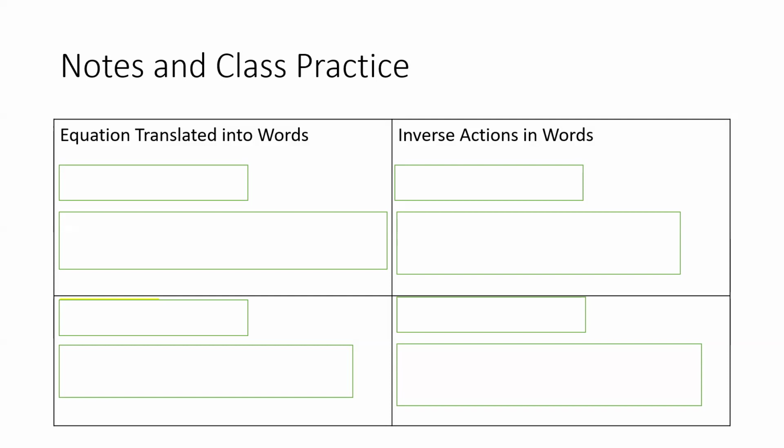All right, so we are going to be doing equations translated into words. And then we're going to do their inverse actions in words. And you have the entire page, so you don't have to draw tiny boxes. Mine just looks like this because it's on a screen and it was typed out. All right, so in the first box, we're going to write down 2x plus 4 equals 8.